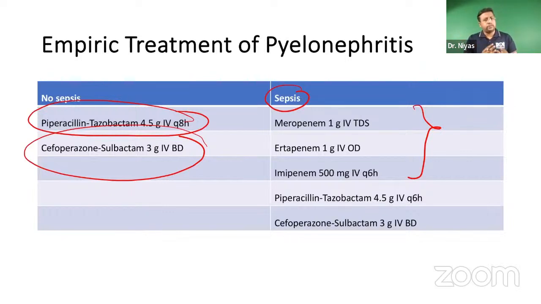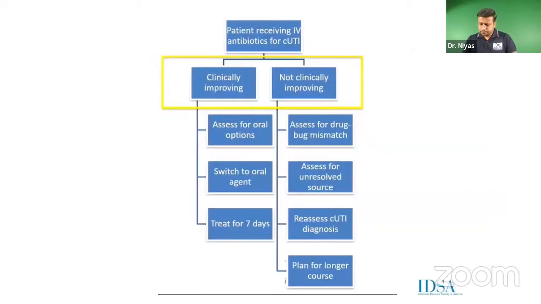Otherwise, for stable pyelonephritis, if you can wait before escalating to carbapenem, cefoperazone sulbactam 3 grams BD, that is the dose, not 1.5 grams BD, or piperacillin tazobactam 4.5 grams IV 8th hourly. Another dosing regimen is 3.375 grams given 6th hourly also. So these are the dosing regimens that you can use, and for sepsis, we have already mentioned.